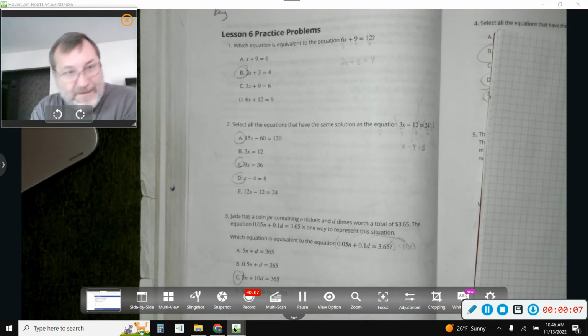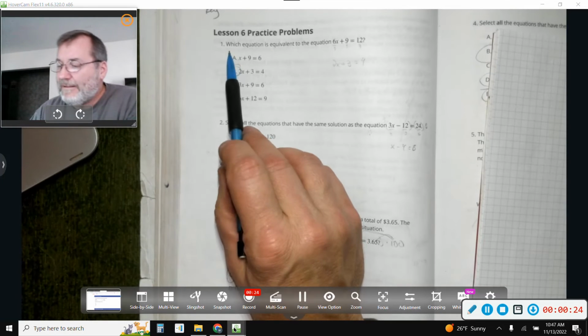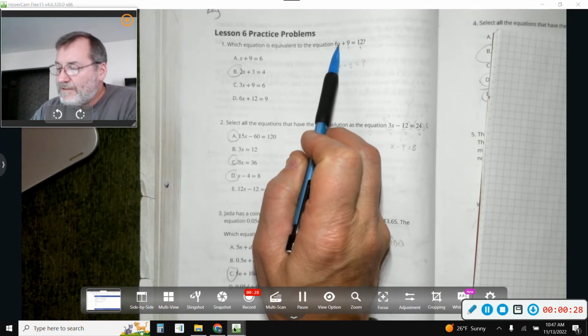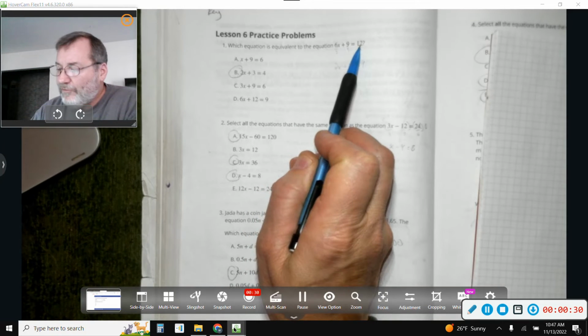We're starting on page 182 and we'll just jump right in. Everything on this one is going to be about equivalent equations, and then we're going to do a little bit of review on your statistics from Unit 1. So let's go through this. Number 1, which equation is equivalent to the equation 6x plus 9 equals 12?